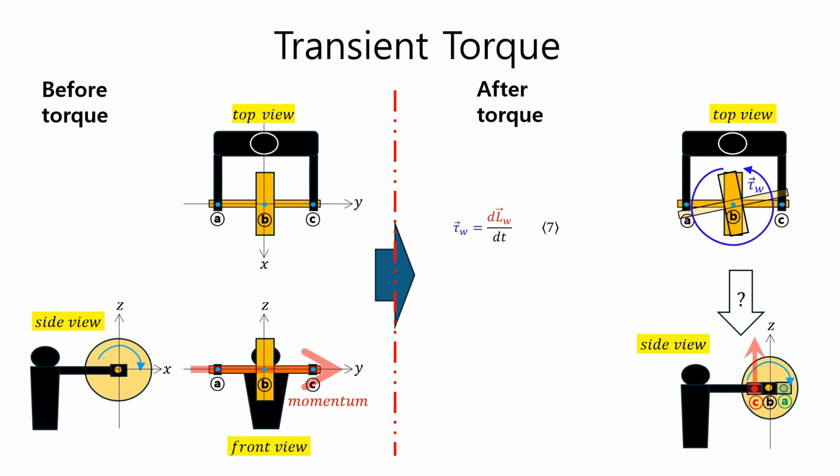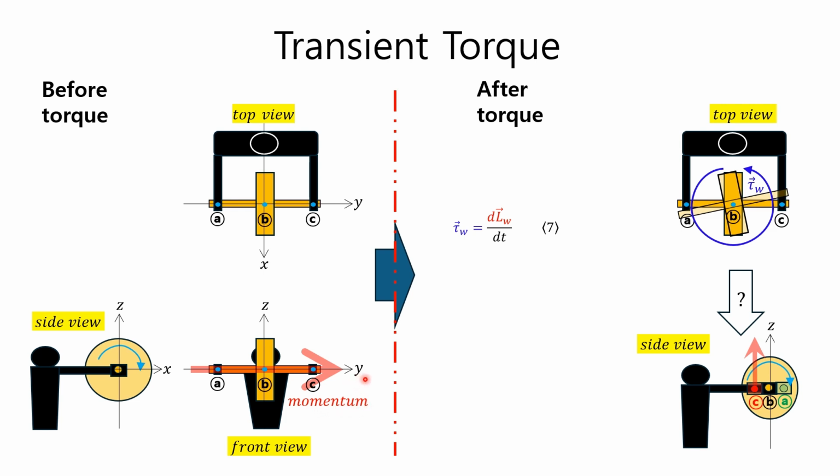From now on, we will understand the precession motion of the gyroscope through various examples. As the first example, let's consider the case where a transient torque is applied to the bicycle wheel. The left figure shows a person with his feet fixed on the ground holding the axle with the rotating bicycle wheel horizontally. The bicycle wheel is rotating about the positive y-axis. Therefore, the direction of the angular momentum of the bicycle wheel is the positive y-axis.